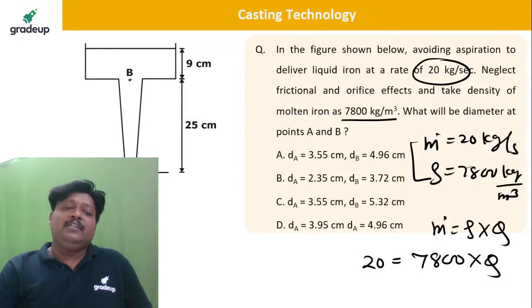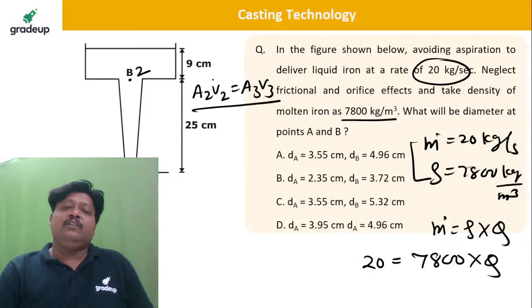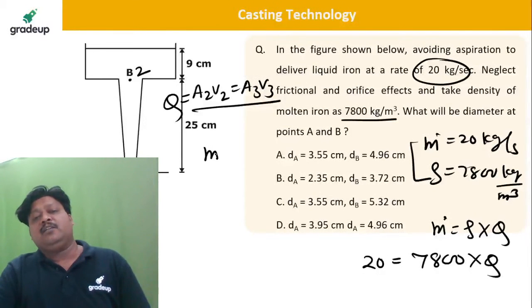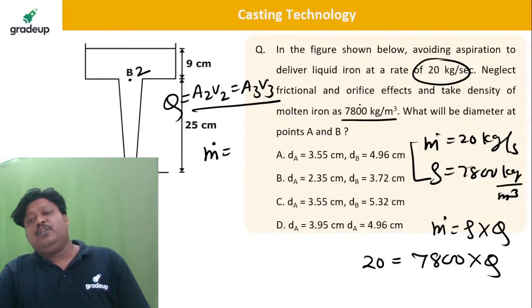So if you apply the continuity equation at points 1 and 2, what can you write? Suppose this is 2 and this is 3: A2 V2 is equal to A3 V3. That is how you get the discharge. But here discharge is not mentioned. Here mass flow rate, M dot, is given: 20 kg per second. And the density of the molten material is given: 7800 kg per meter cube.